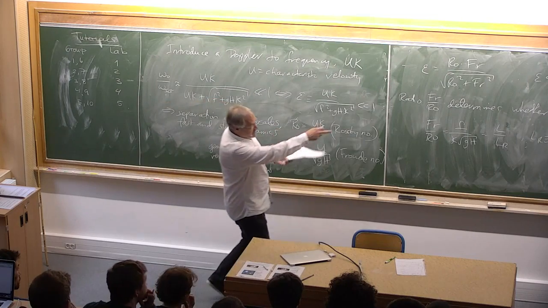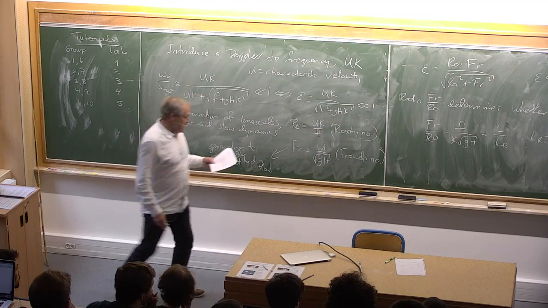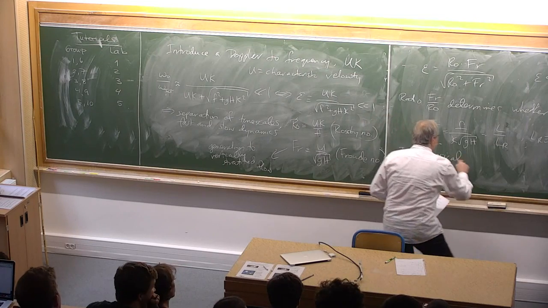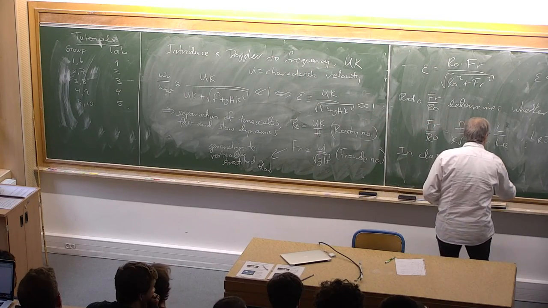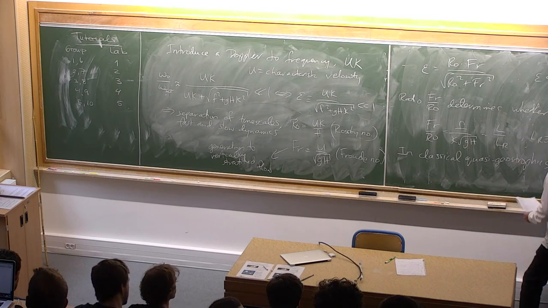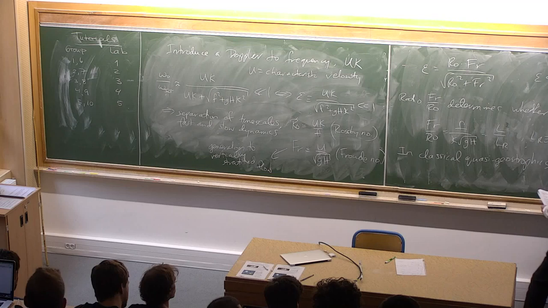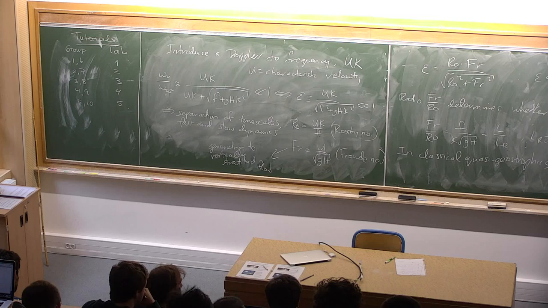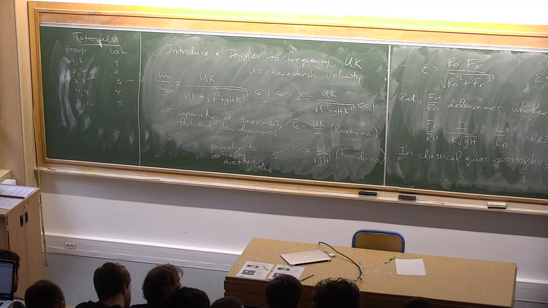So if you want to go to the primitive equation. Typically in what's called classical quasi-geostrophic scaling, R naught is taken to be equal to FR. So that means that the rotation and stratification effects are comparable. So that's what I'll do here.